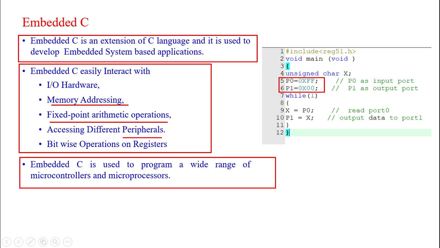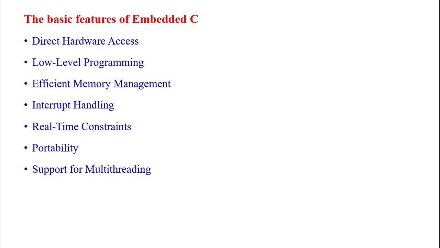So why is it used? Because of these reasons: hardware, memory accessing, fixed point, bitwise operations, and so on. Okay, so then what are the different features of embedded C programming? Along with that, there are special features.